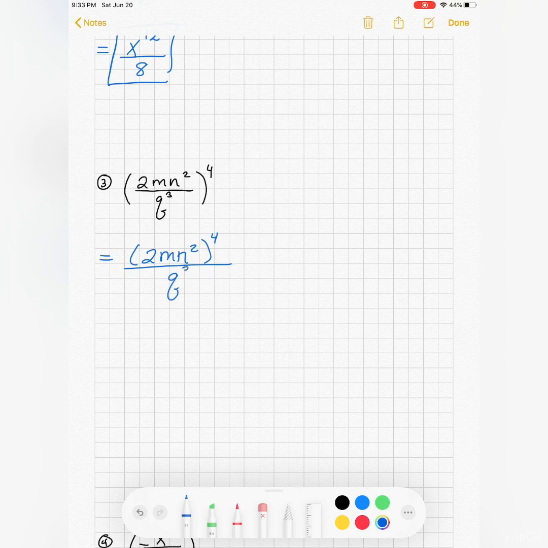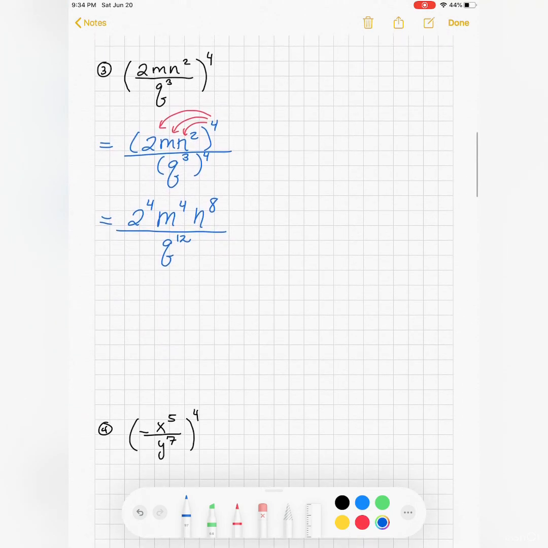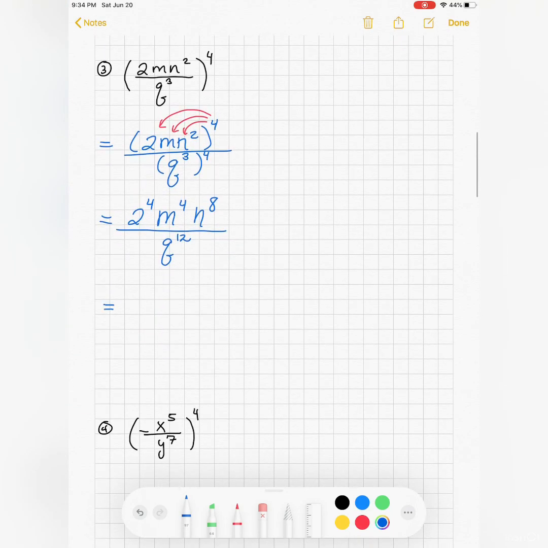So go ahead and distribute that top and bottom. Let me distribute that 4 to all 3 factors. And then here, power to a power, so q to the 12th. And then let's see, anything else I can do? I guess I can make 2 to the 4th into 16.